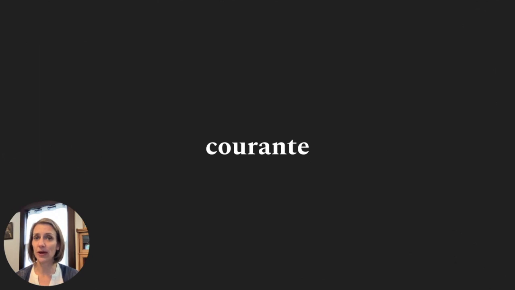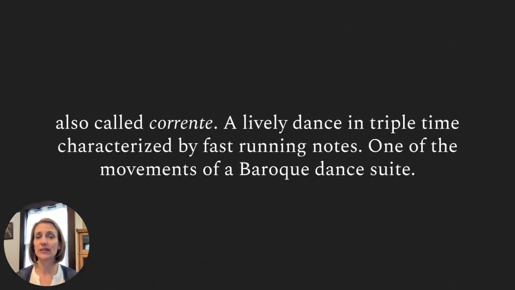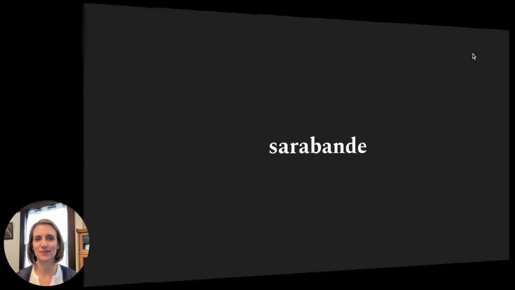The next one is courante, or it can also be called corrente, which is the Italian spelling of that. A courante is a lively dance in triple time characterized by fast running notes. It's one of the movements of a Baroque dance suite. So if you take Spanish or another language, you might know the cognate of this. Correr is to run in Spanish, so that's one way you can remember. Courante has running notes. It's a fast dance.